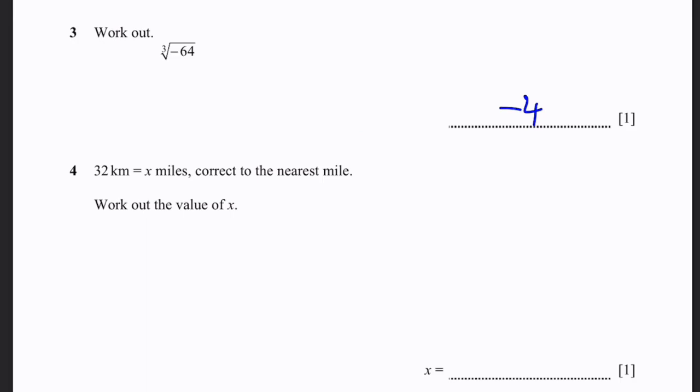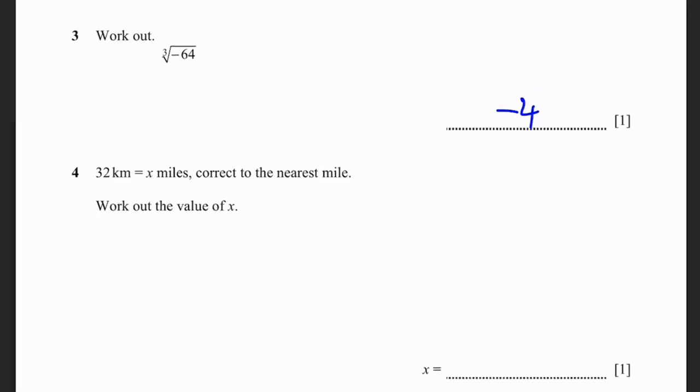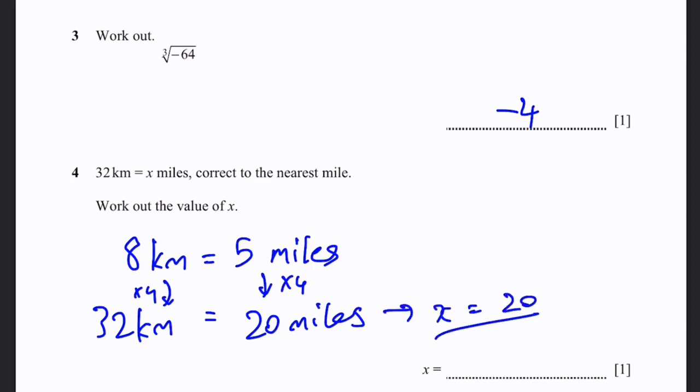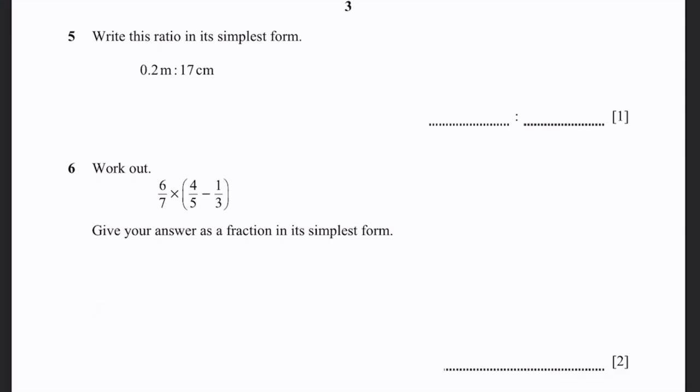Question 4. 32 kilometers equal to x miles. Correct to the nearest mile. Work out the value of x. First of all, we know that 8 kilometers is equal to 5 miles. That means 32 kilometers, which is 8 into 4, gives us 5 into 4, 20 miles. And that's why x is equal to 20. That's the answer.